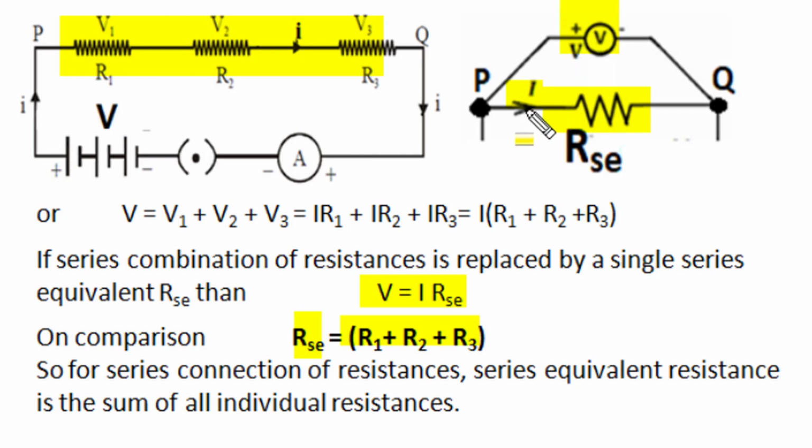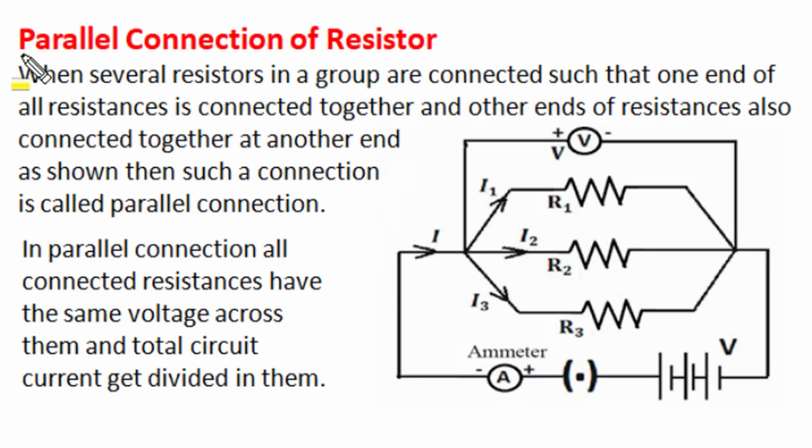When the current of the equivalent resistance is obtained, then in series the current of the equivalent and individual resistances is the same, so the current obtained by the Ohm's law relation in the equivalent circuit can be used as the current of all individual resistances connected in series. Let's understand what is parallel connection of resistors.